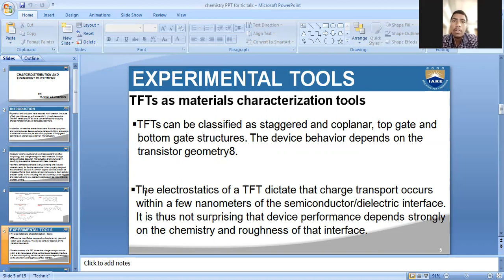The electrostatics of a TFT indicate that charge transport occurs within a few nanometers of the semiconductor dielectric interface. It is thus not surprising that device performance depends strongly on the chemistry and roughness of that interface. We will move on to the next slide.